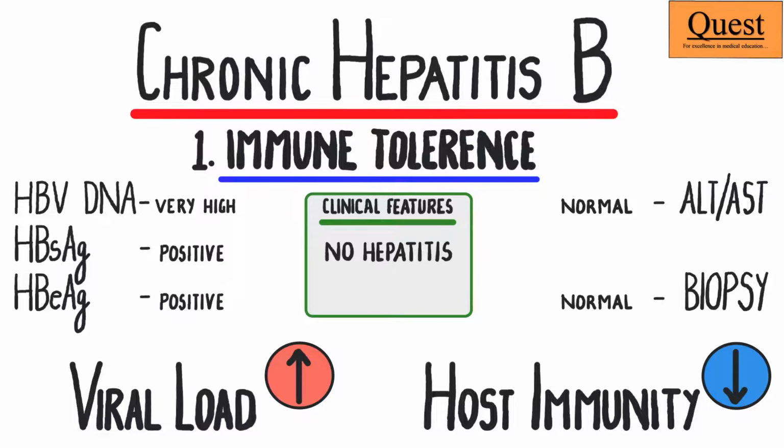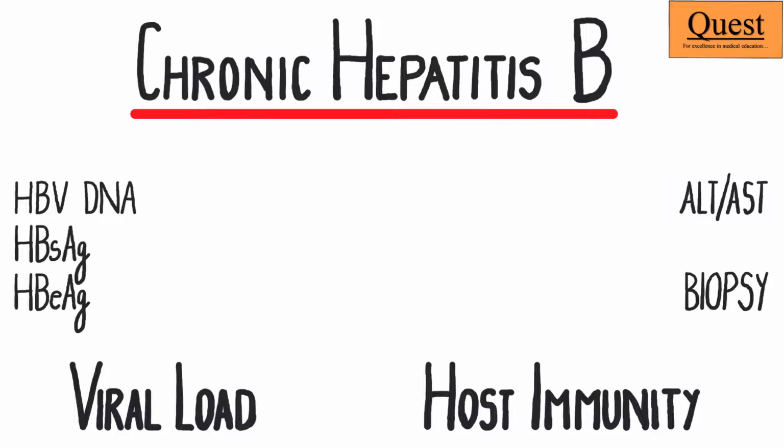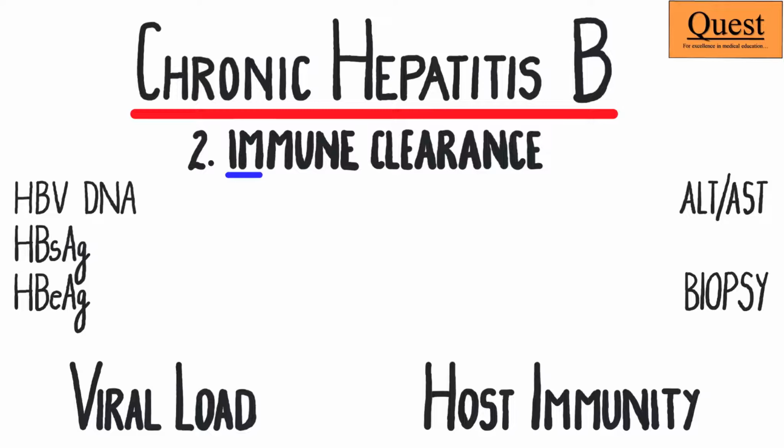Also, since the liver isn't inflamed, there is no hepatitis and patients are asymptomatic. Such a stage of immune tolerance usually would last from 10 to 30 years, and patients are going to be asymptomatic for all this period. But after this 10 to 30 years, patients would enter into the second stage of immune clearance.